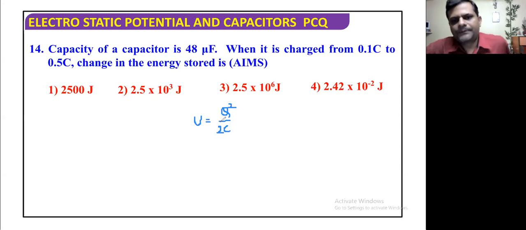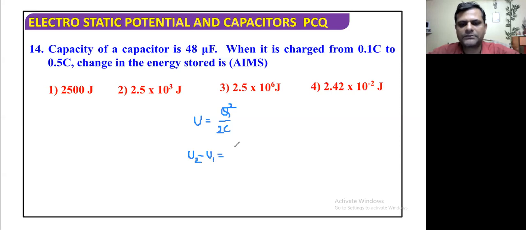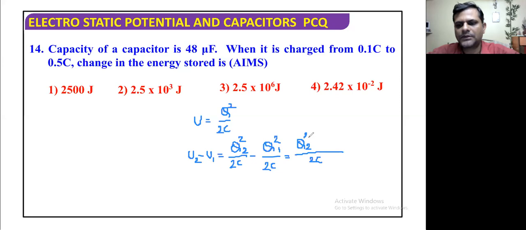ओके, तो जबकि यहाँ पे दो अलग अलग चार्जेस दिए हुए हैं, तो हमको दो अलग अलग टाइम्स एनर्जी निकालना पड़ेगा और उसका चेंज निकालने के लिए उनको सबट्रैक्ट करना पड़ेगा। So you can just say that the final energy stored U2 minus initial energy stored U1 will be equal to Q2 square upon 2C minus Q1 square upon 2C. But as we can see, this 2C is common in the denominator, which can be taken once. And Q2 square minus Q1 square will be kept as it is in the numerator.